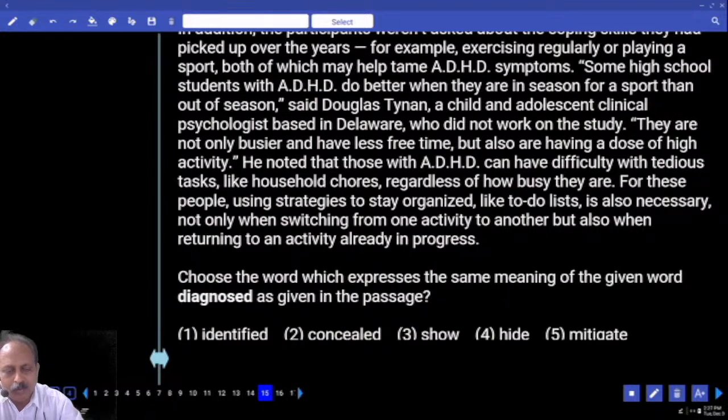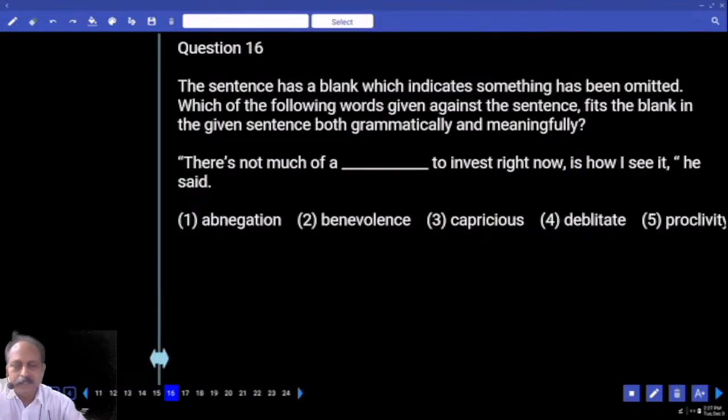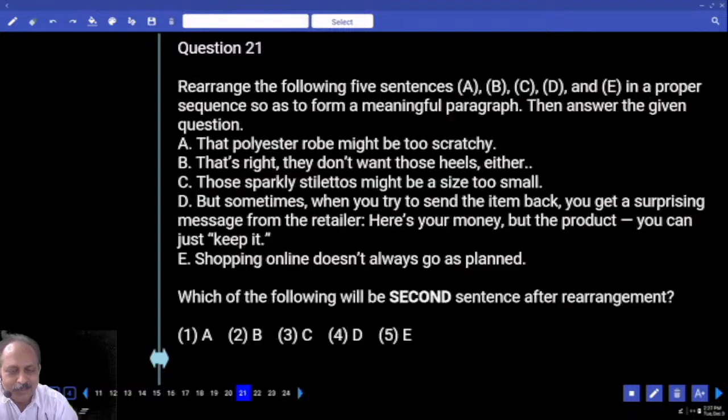Same meaning. What is the word? Diagnose means what? Do you have to go beyond that? Other words are simple. And you have got the fifth option many a time. What is it? Mitigate. All these are like, let us skip, let us go to the para jumble.